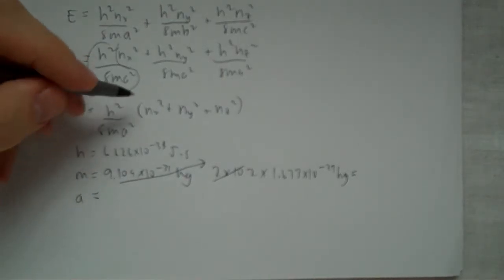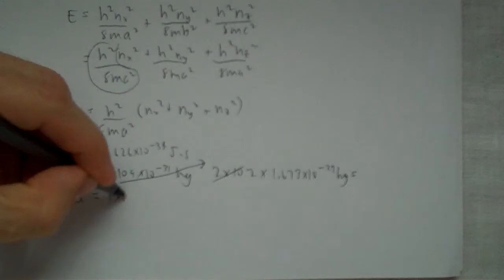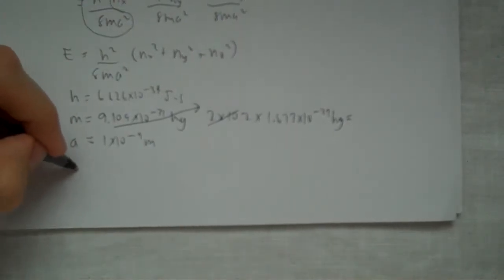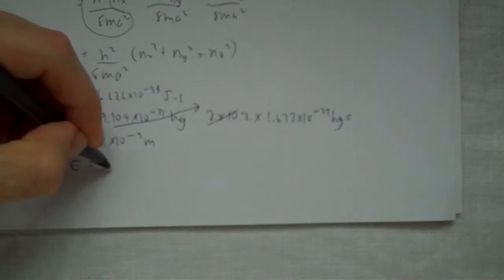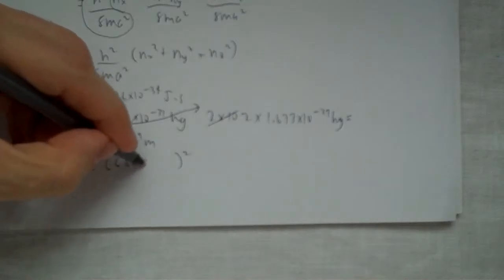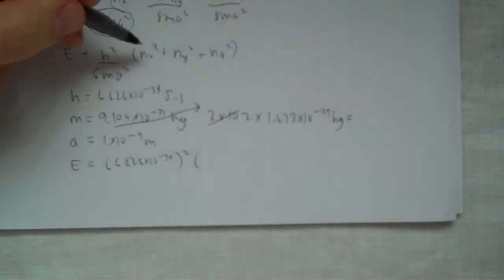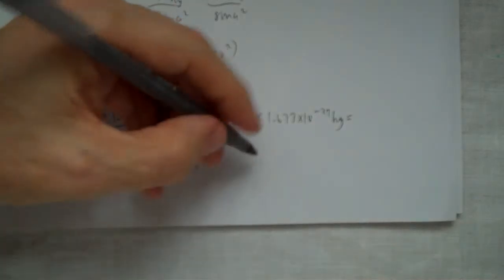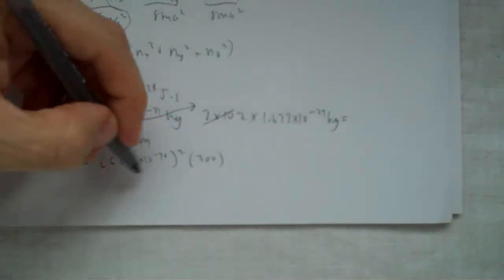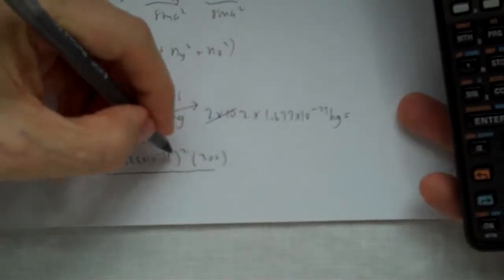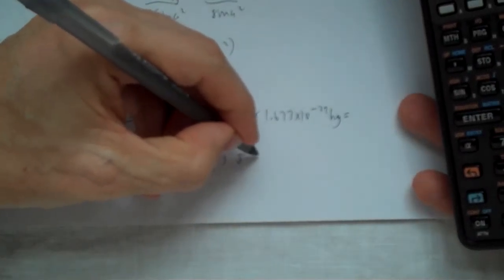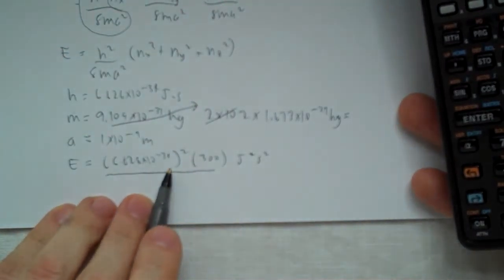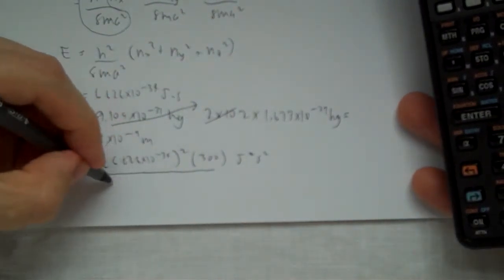A then is equal to 1 times 10 to the negative 9 meters, right? So we're done. We know that E then is equal to h squared, 6.626 times 10 to the negative 34. 10 squared plus 10 squared plus 10 squared is going to be 300. And those are dimensionless. So we're going to have joule squared second squared, because these are squared. And on the bottom we're going to have 8, which is dimensionless.